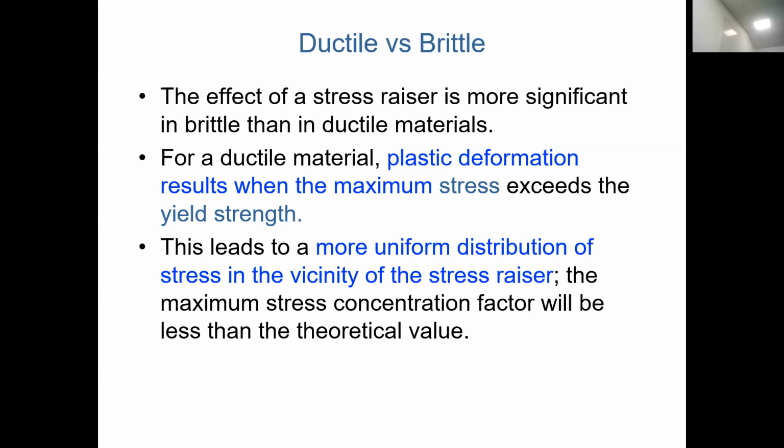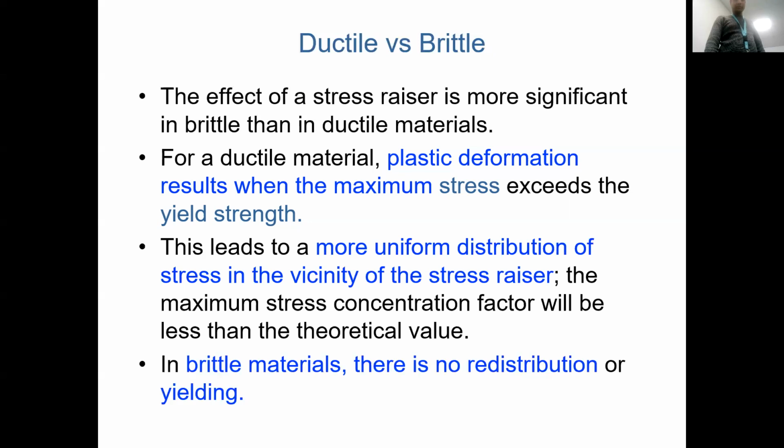Okay, now if we have a look at the stress concentration factor in some of the materials, it might be uniform in some materials and not uniform in others. Now, the maximum stress concentration factor will be less than the theoretical value we've calculated for the brittle material. With brittle material, you won't see any yielding or stress distribution. You do that, and it will snap, it will break.